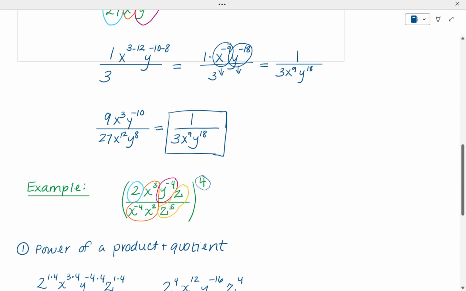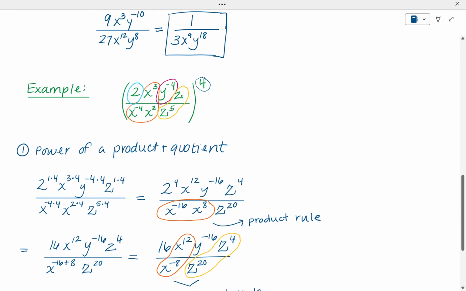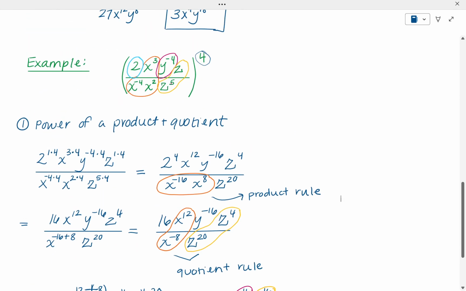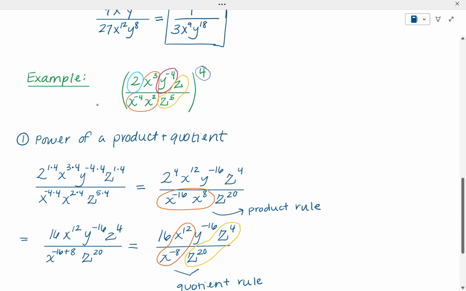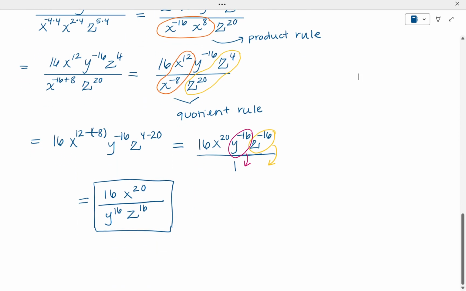All right, so that's one way you could go about approaching this problem, by first using the power of a product or quotient rule. So pretty much multiplying 4 by all the exponents in the expression in parentheses. Now, what you could also do is simplify the expression in parentheses first, and then use the power of a product quotient rule. So let's do that and check to see that we get the same answer at the end.